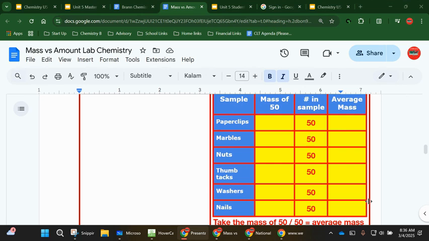Sig figs, right? Okay? So your mass of 50 has a number of sig figs in it. 50 cannot limit your sig figs. For your average mass, let's go 3 places beyond the decimal at least, unless the first place beyond the decimal is a 0. Then go 4. So if something is a mass of over 1 or over 0.1, go 3 places beyond the decimal.